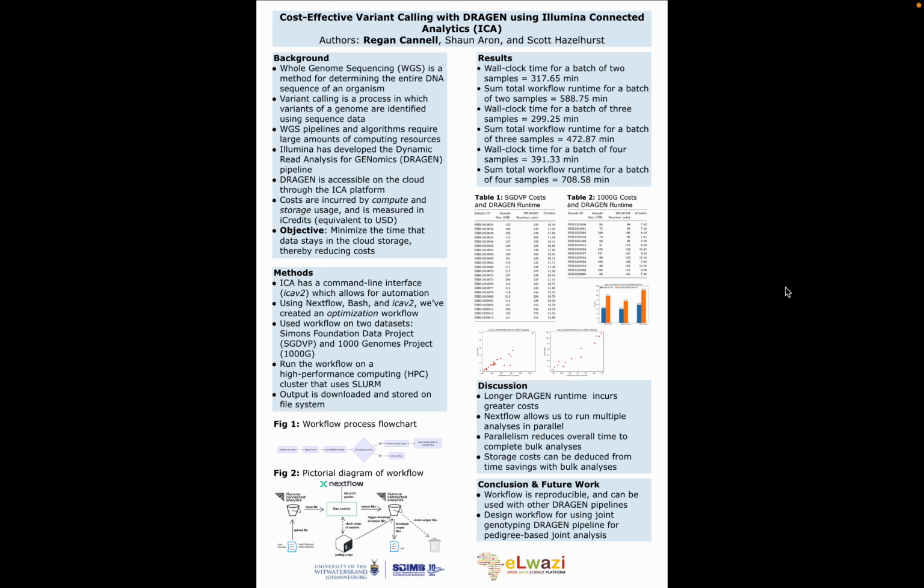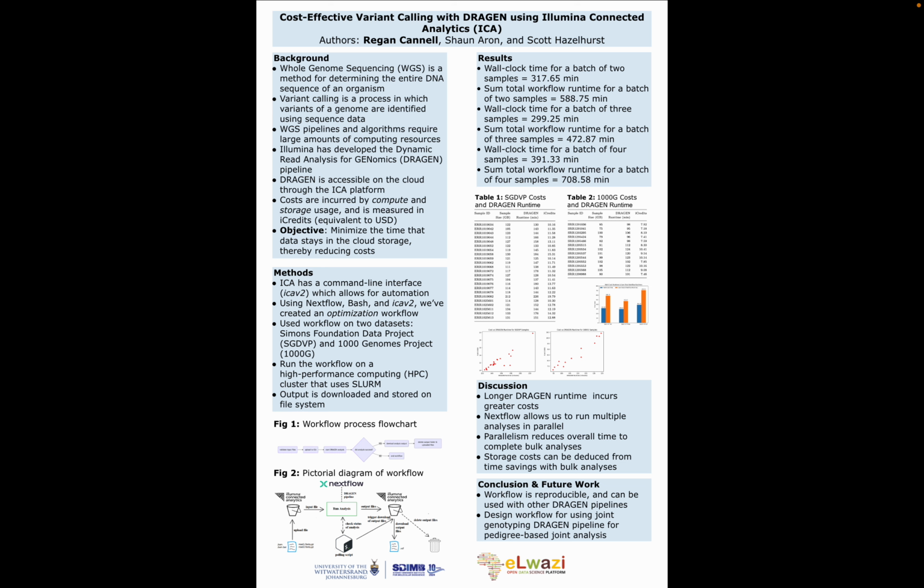Everyone, I'll be doing a poster presentation called Cost-Effective Variant Calling with DRAGEN using Illumina Connected Analytics, which is abbreviated as ICA. Whole genome sequencing is a method for determining the entire DNA sequence of an organism. For Homo sapiens, the number of base pairs is about 3 to 3.2 billion. So that's quite a big number. Variant calling is a process in which variants of a genome are identified using the sequence data.